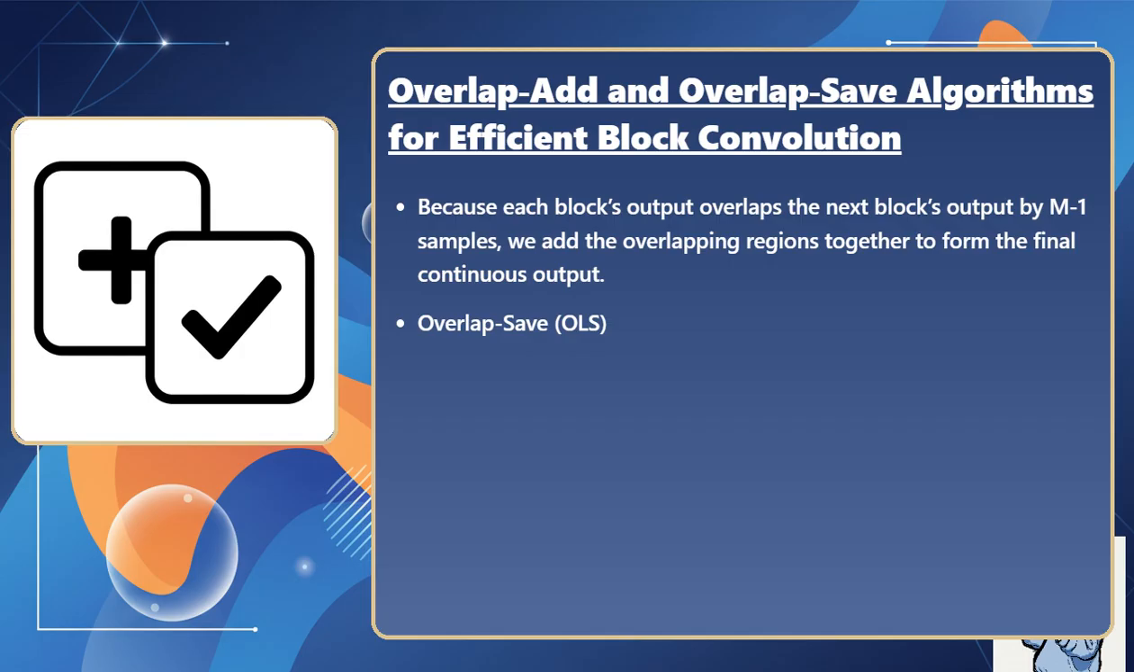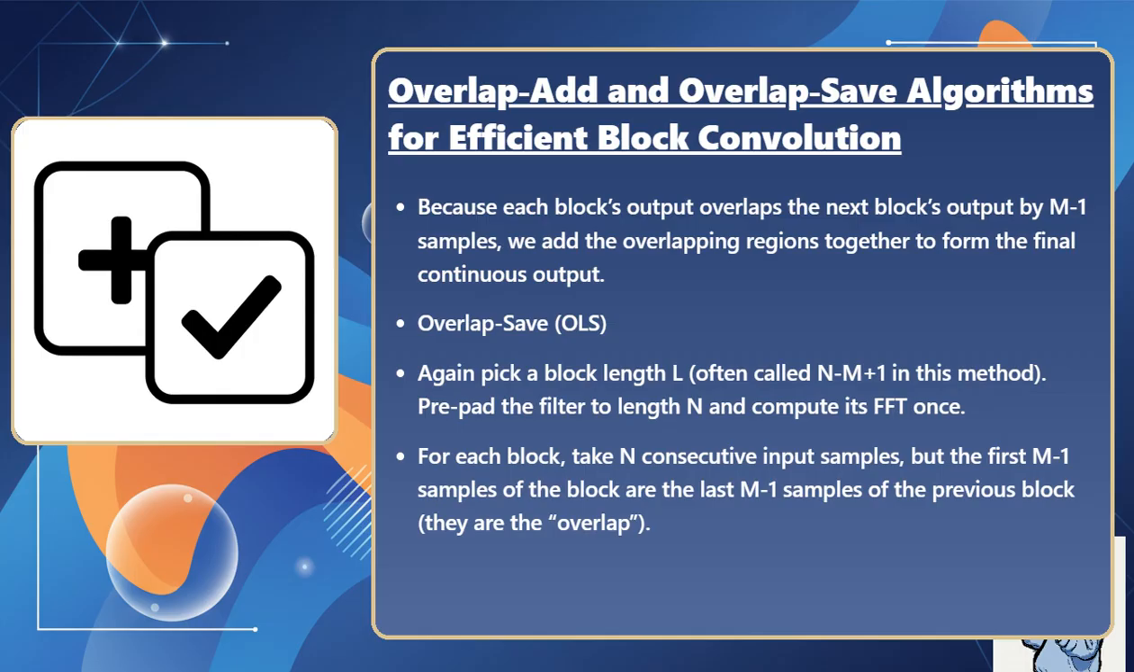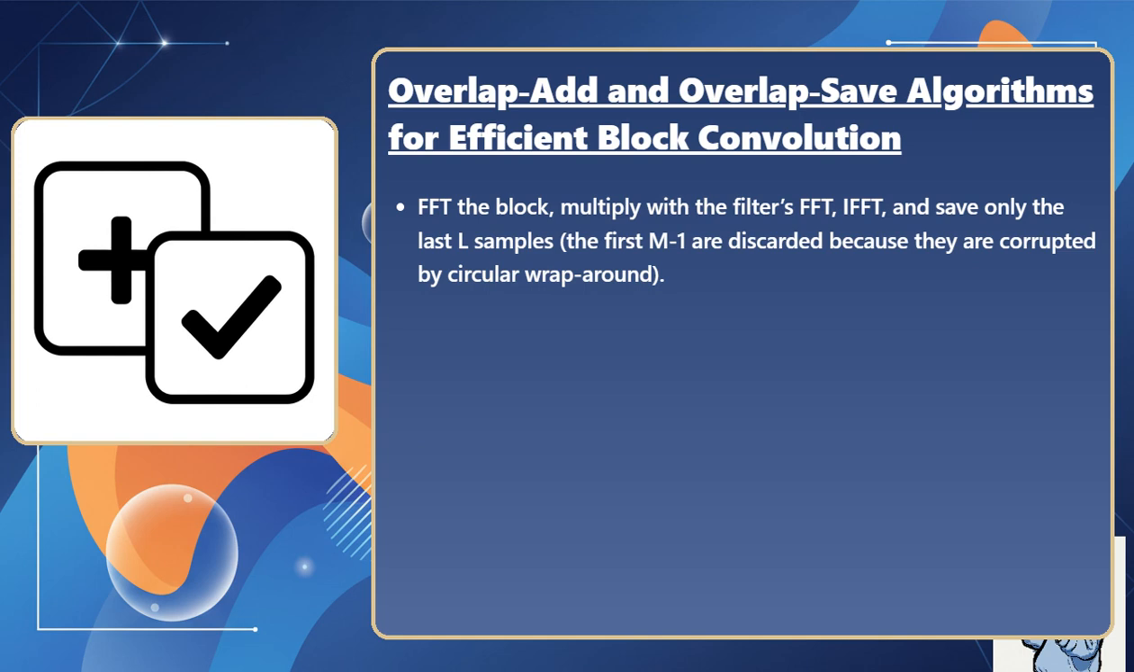Overlap save, abbreviated OLS. Again, pick a block length L, often called n minus m plus 1 in this method. Pre-pad the filter to length n and compute its FFT once. For each block, take n consecutive input samples, but the first m minus 1 samples of the block are the last m minus 1 samples of the previous block. They are the overlap. Compute the FFT of the block, multiply with the filter's FFT, compute the inverse FFT, and save only the last L samples. The first m minus 1 samples are discarded because they are corrupted by circular wraparound. Concatenate the saved parts, no further addition is needed.